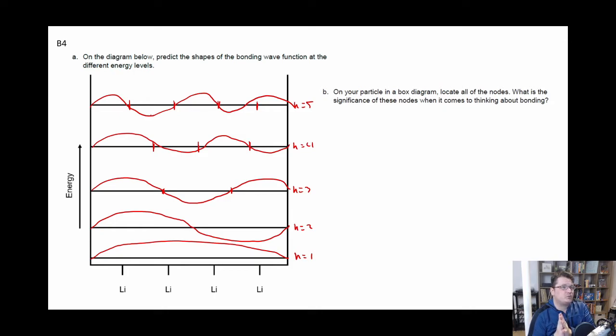In the n equals 1 level, you don't have to worry about that. But when you go to n equals 2, there's a region between the lithium 2 and the lithium 4 atom that has 0 electron density, because the probability is equal to 0. You go to n equals 3, and you're going to have nodes cutting up lithium 1, lithium 2, lithium 3, and lithium 4, and so forth. Those are all points where you're cutting those up.